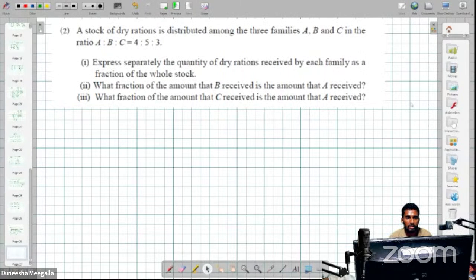A stock of dry rations is distributed among 3 families A, B, and C in the ratio 4:5:3. Express separately the quantity of dry rations received by each family as a fraction of the whole stock. Okay.